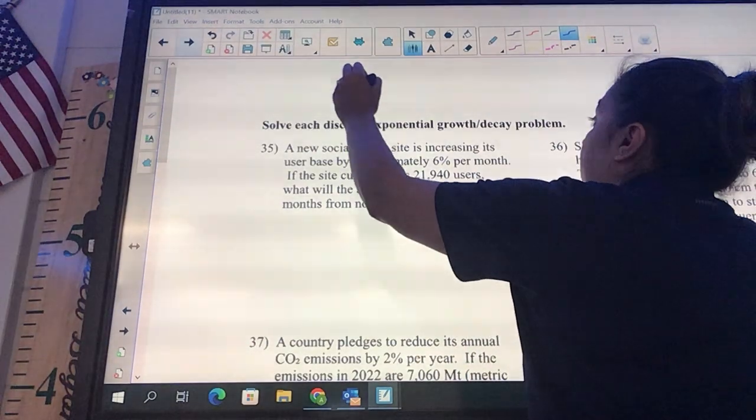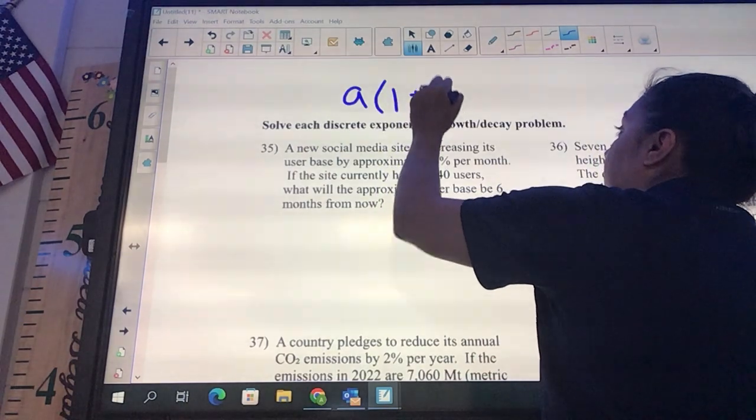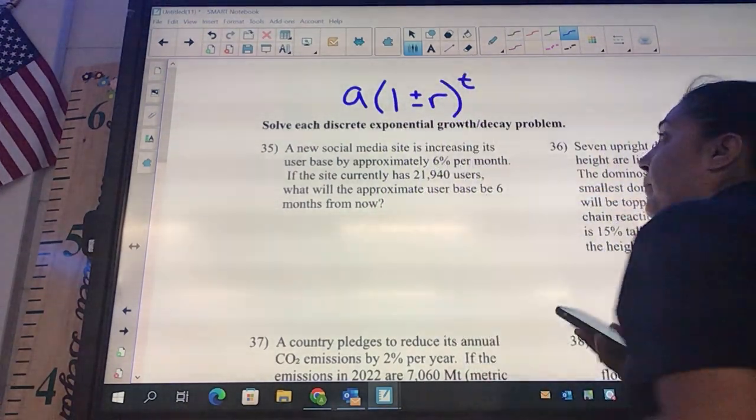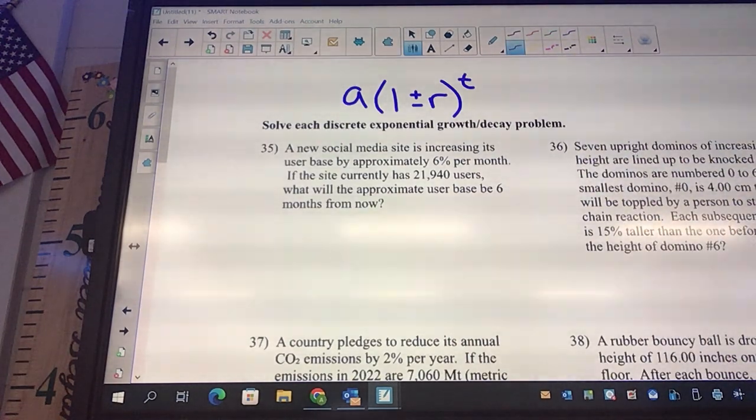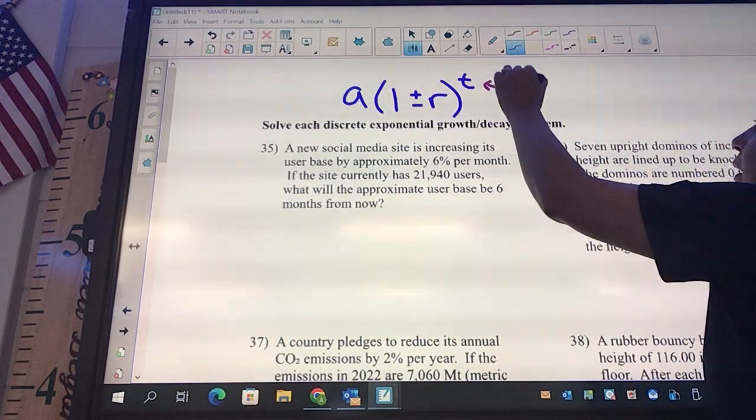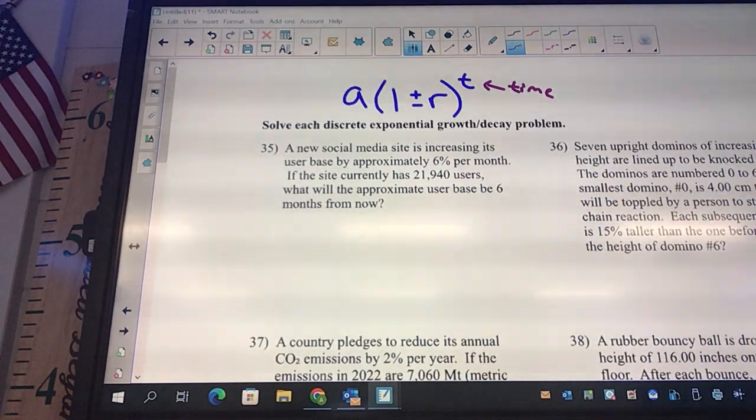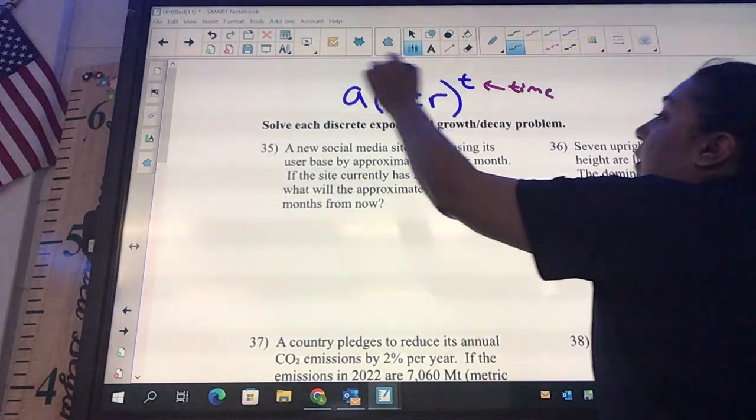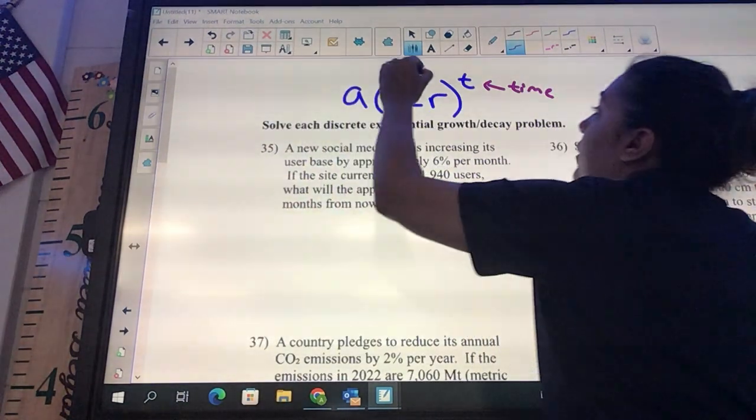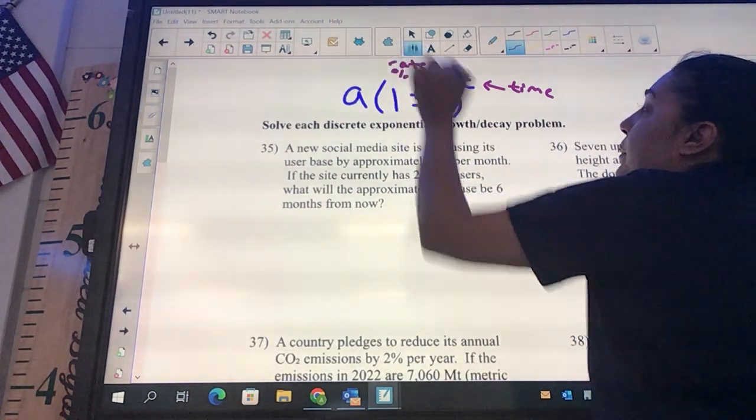Okay, here's the formula. Make sure you write it on your sheet: A(1 plus or minus r) to the t. What does t stand for? Time. This can be in months, years, whatever. What does r stand for? It's close. It's the rate, and remember, this needs to be in a percentage.